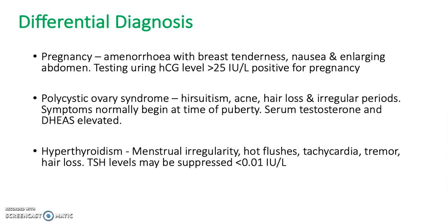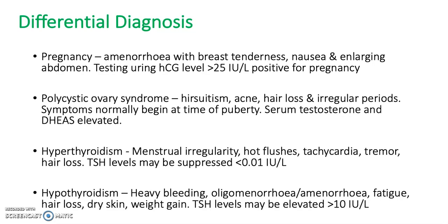Hyperthyroidism, which is also associated with menstrual irregularity, hot flushes, tachycardia, tremor and hair loss. TSH levels may be suppressed at less than 0.01 IU per litre. Hypothyroidism is associated with heavy bleeding, oligomenorrhea, amenorrhea, fatigue, hair loss, dry skin, weight gain. TSH levels may be elevated at greater than 10 IU per litre.